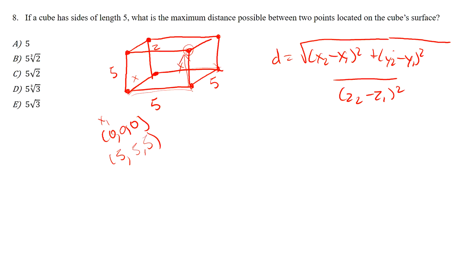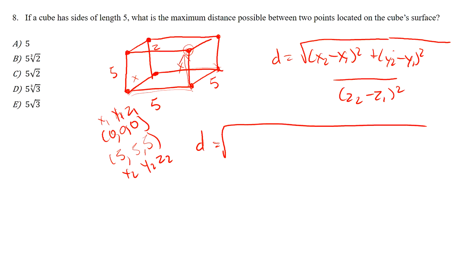Okay, so we have 0, 0, 0. That's going to be our x1, y1, z1. And then 5, 5, 5 will be x2, y2, z2. And now we're just going to plug that into our distance formula. Okay, this is the 3-dimensional distance formula.